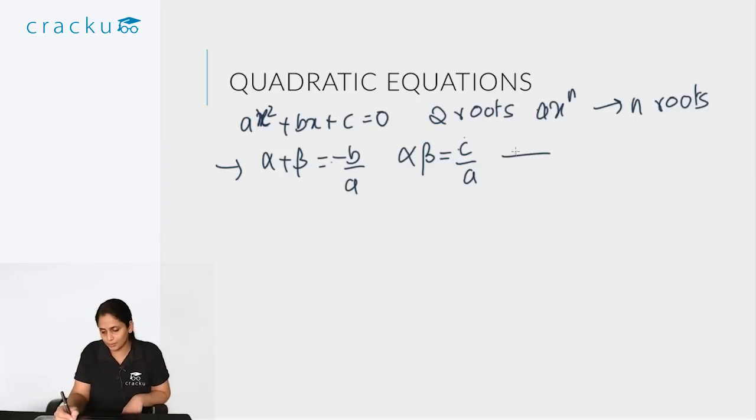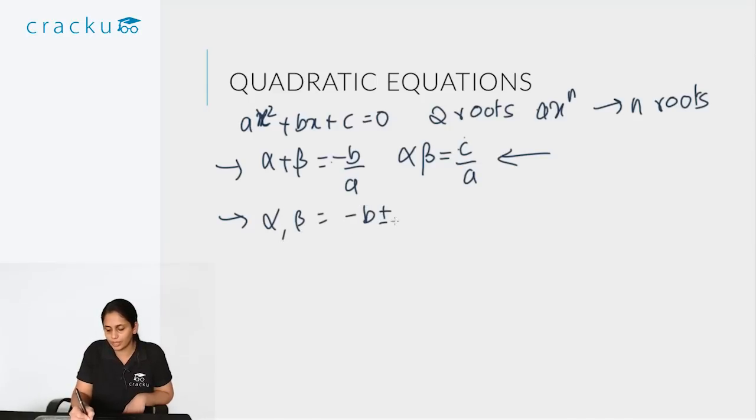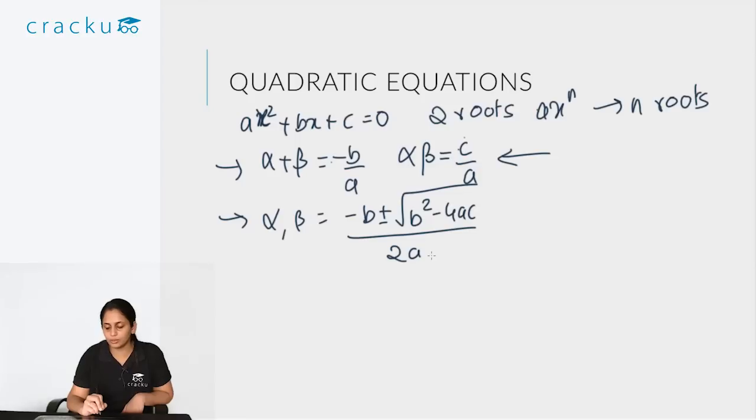This is a basic property on which most of the questions in quadratic equations are asked. The second basic property that you have to remember is about the determinant of a quadratic equation. How do you find the roots of a quadratic equation? The formula is alpha, beta equals minus b plus or minus square root of b square minus 4ac, by 2a. This is the formula for finding the roots of the equation.